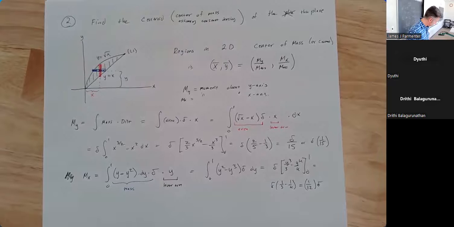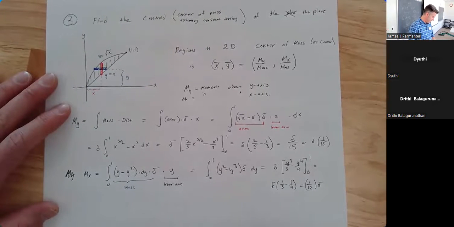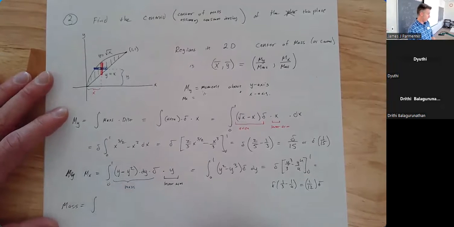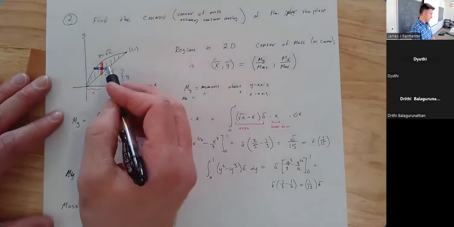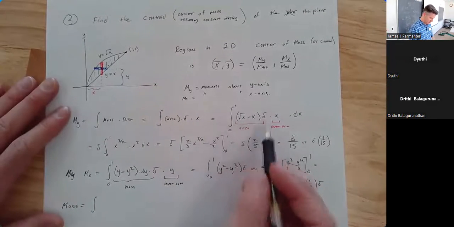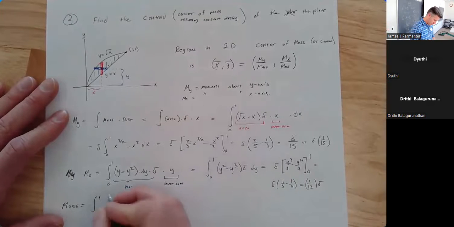Okay, and then finally, the mass, which maybe we should have found first. That's just the integral of the area. It's really just the area times the density. So I'm just going to do the integral. Either way, I might as well do it kind of the first way, from 0 to 1 of the square root of x minus x times the density.